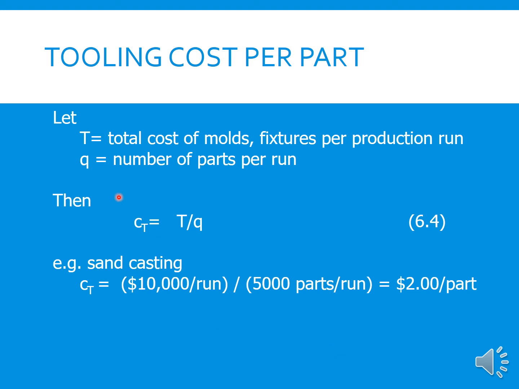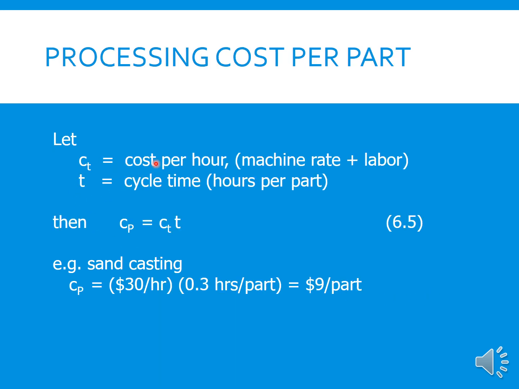Okay, the tooling cost, how do we do tooling cost? Cost tooling equals total cost of mold divided by quantity. Example, the tooling cost is 10,000 per run, then divide by quantity 5,000 parts per run, and we get 2 ringgit per part. And then process cost, CT is cost per hour, meaning machine rate plus labor. T is the cycle time. Process cost is cost per hour times cycle time. Example, CP we get 30 ringgit per hour times 0.3 hour per part, and we get 9 ringgit per part.